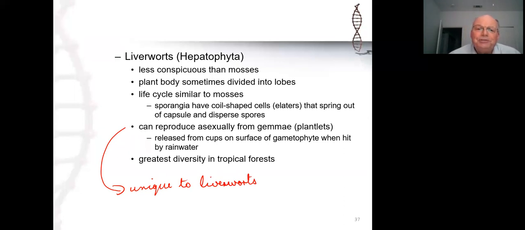This is a little haploid structure, a little cluster of cells that grows on the surface of the leaf-like feature of the liverwort. If it gets hit by a raindrop, it can get dislodged and float away and develop into a new plant. Basically, it's a form of asexual reproduction. It's a cloning of the original parental plant. And so this is something that liverworts can do that hornworts and mosses can't do. So this is something that is very unique to liverworts.